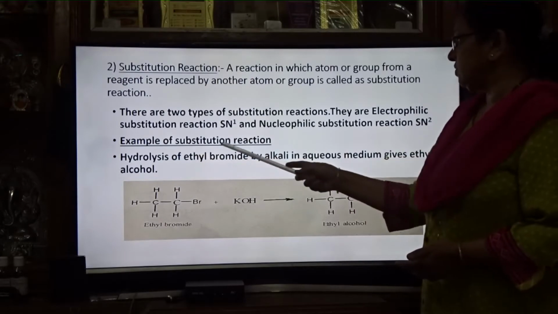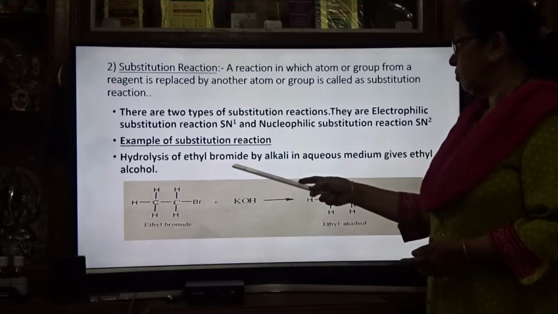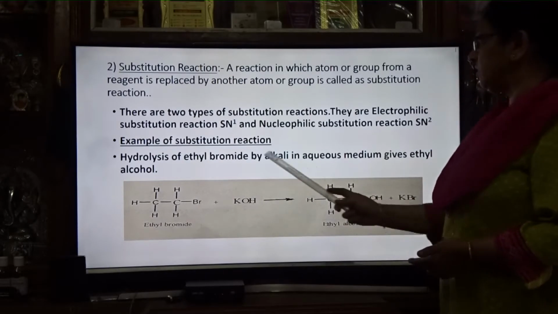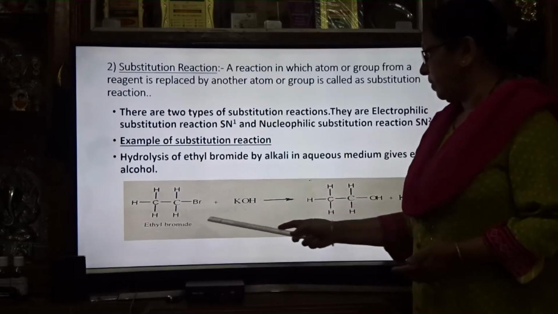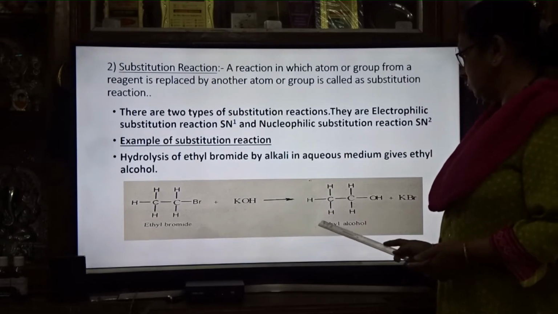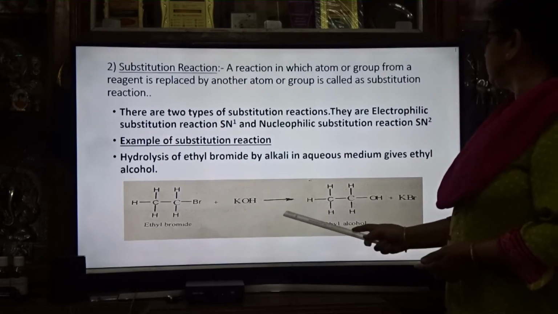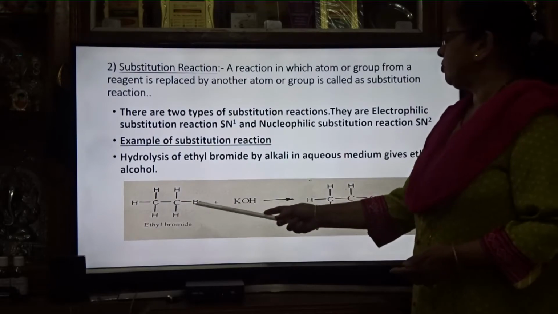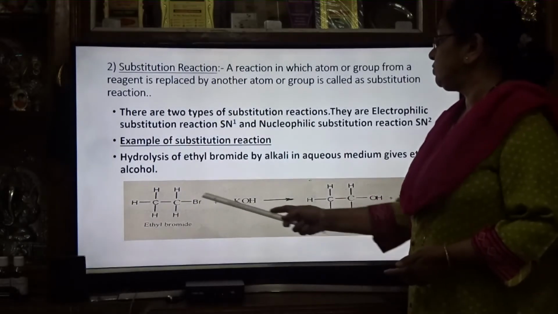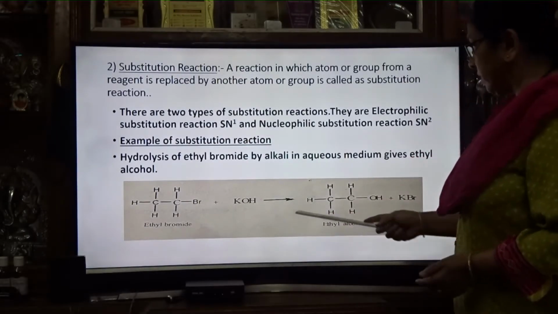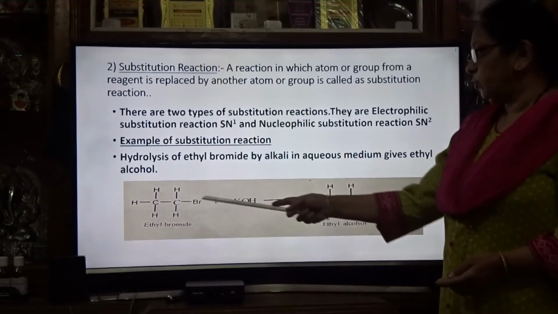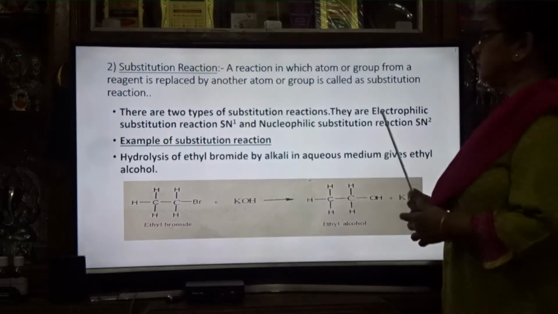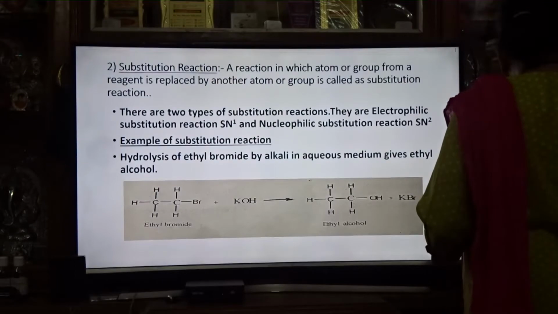Examples of substitution reaction: hydrolysis of ethyl bromide by alkali in aqueous medium gives ethyl alcohol. So ethyl bromide in the presence of alkali gives ethyl alcohol. So this is substitution reaction. In the place of Br, OH is there. OH is substituted for bromine. This is known as substitution reaction.